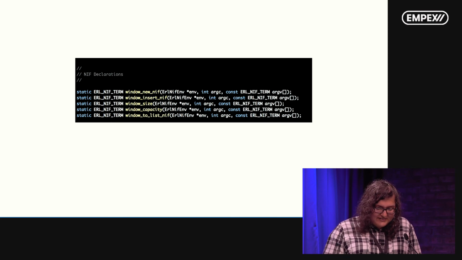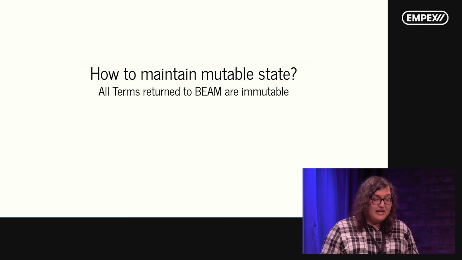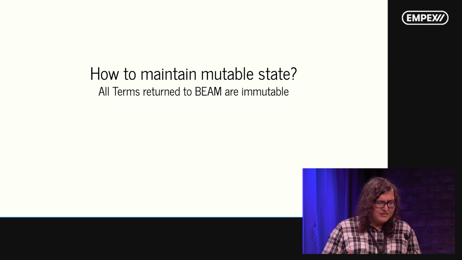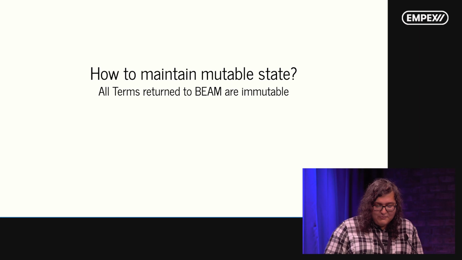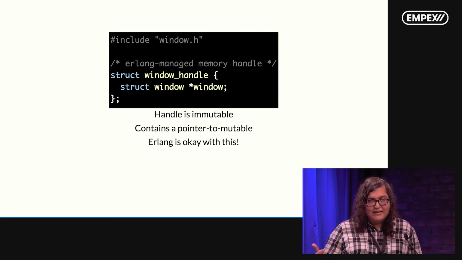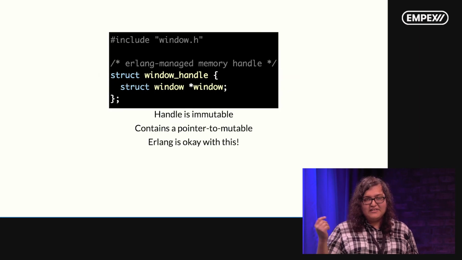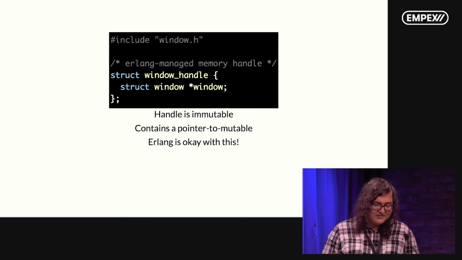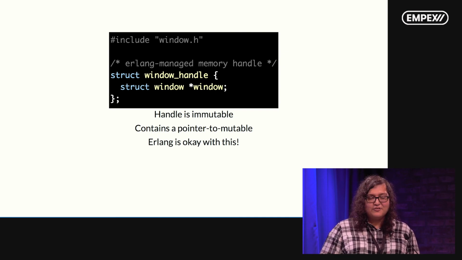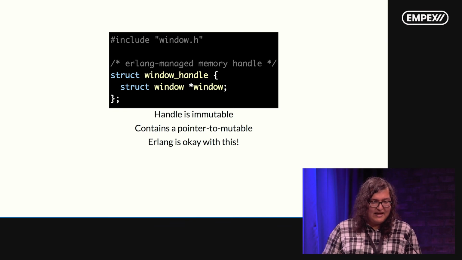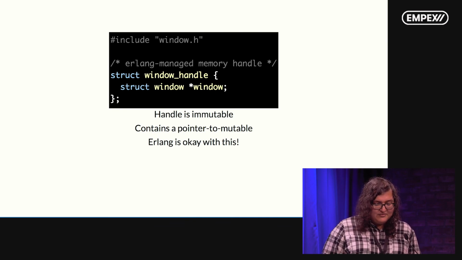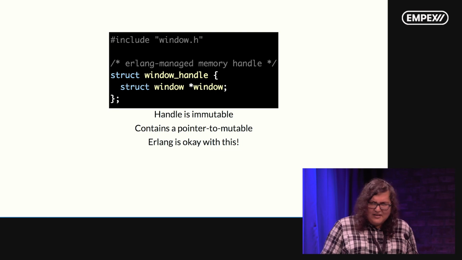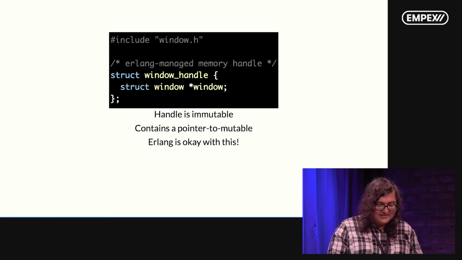And we got to this point where we want to take advantage of C and write to mutable state over and over again. We don't want to copy the binary heap over and over. And everything that we pass into the BEAM has to be immutable. So we work around that by defining a handle type. And the BEAM manages the handle and passes that around as an Erlang term, but it contains a pointer to some mutable state that we've allocated separately outside of the Erlang VM and are going to manage ourselves. And Erlang is actually completely fine with this. It's totally happy with this.